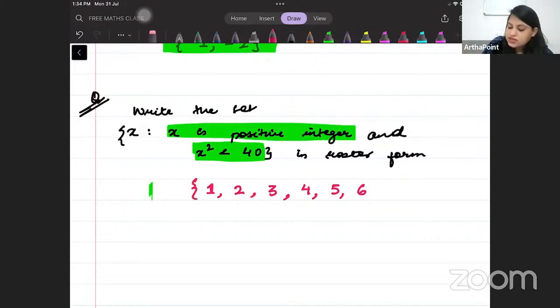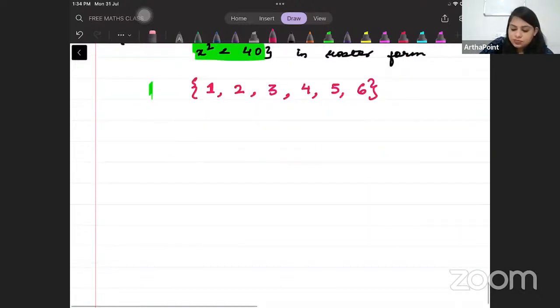So beta, this is the answer in the roster format. I hope this is clear. This is the answer in the roster format. Okay, beta. Come to the next question.